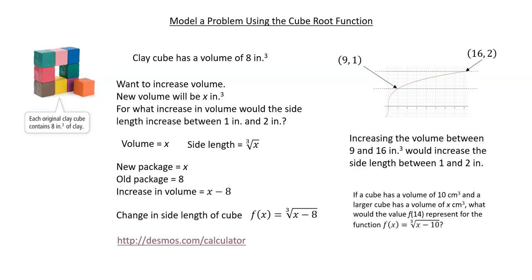All right, here's a question for you to answer. If a cube has a volume of 10 cubic centimeters, and a larger cube has a volume of x cubic centimeters, what would the value f of 14 represent for the function f of x equals cube root of x minus 10? So we're not asking for a value, we're asking what does that f of 14 represent? F of 14 would be the difference in the side length between a cube with a volume of 14 cubic centimeters and a cube with a volume of 10 cubic centimeters.